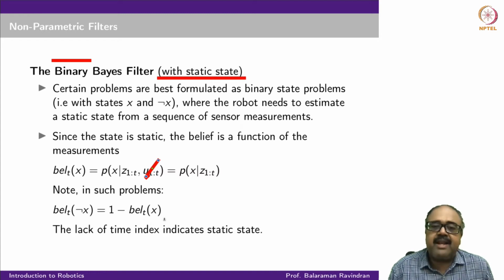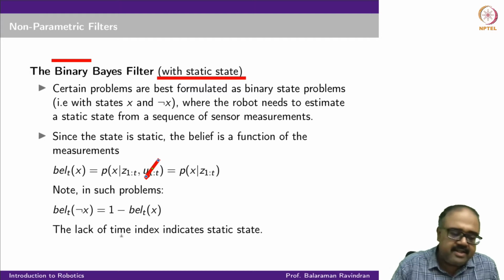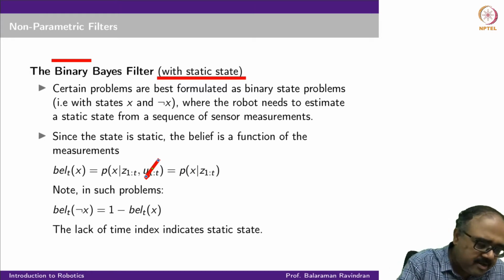So 1 minus bel of x gives me bel of x bar, because if x is not true, x has to be false, right? So 1 minus bel of x gives me bel of x bar, and this is true for every time t, right? So that's basically the problem setup that I am currently looking at.